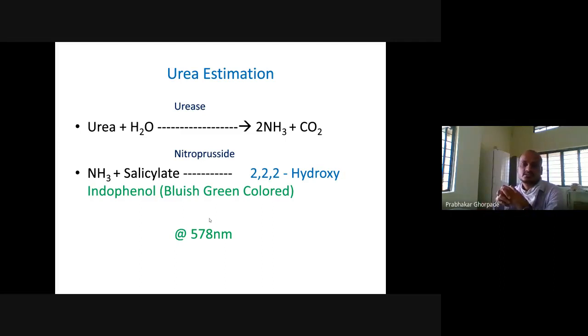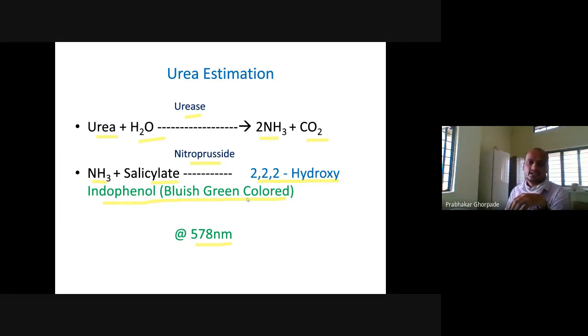Next is urea estimation. If you want to estimate the urea, during this test, the enzymatic procedure. Already the DAM method, diacetyl monoxime, is used. Next is the enzymatic procedure. So urea is there, you are treating it with water. In the presence of urease, it will get converted into 2 molecules of ammonia and 1 molecule of carbon dioxide. This ammonia plus salicylate in the presence of nitroprusside will give 2,2-hydroxy indophenol, a bluish green color complex, which can be measured at 578 nanometer.